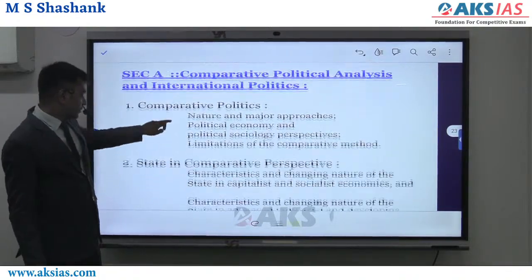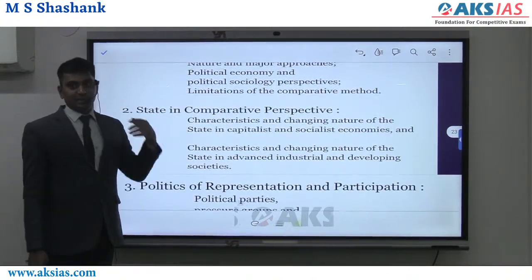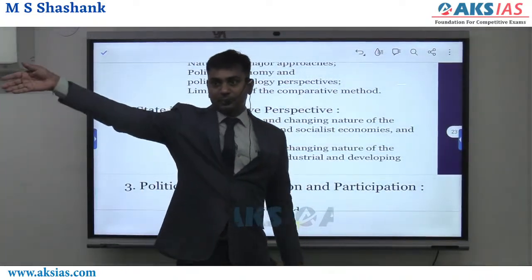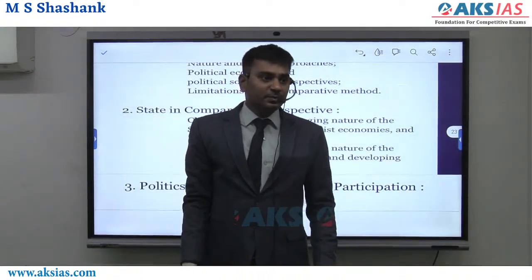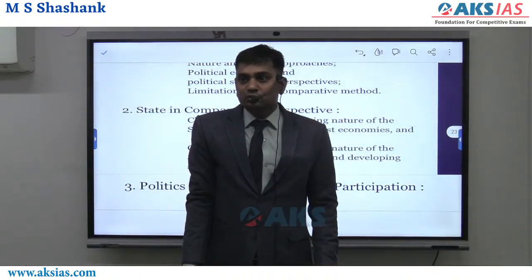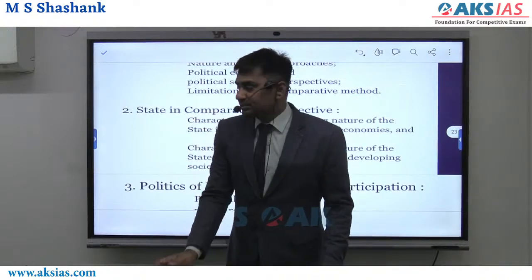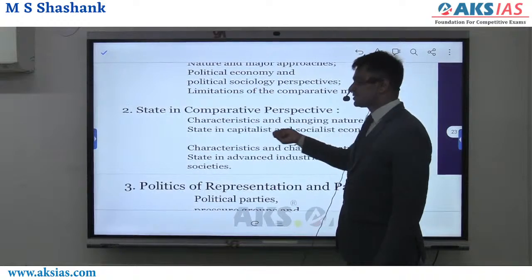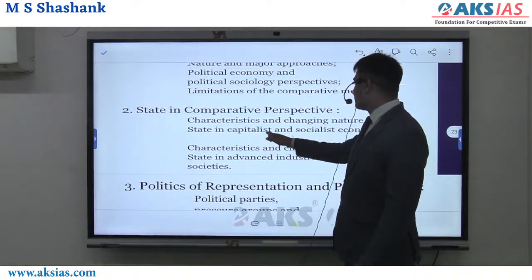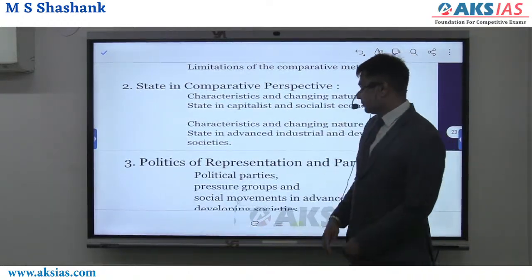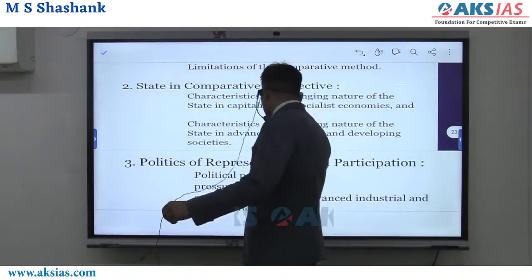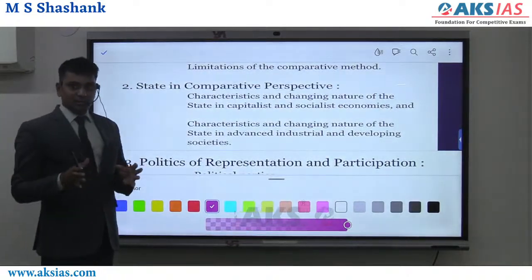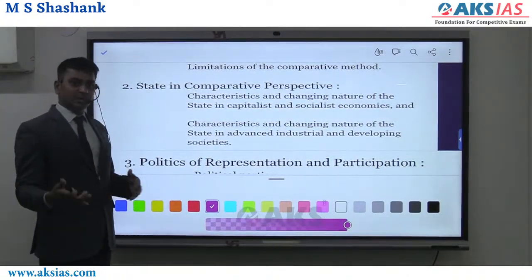They started comparing the state. What is the nature of the state? They have said theories of state in paper 1. The second chapter is theories of state: how the state is functioning, characteristics of the state, and the changing nature of the state in capitalist and socialist economies. Look at it. First try to understand what the syllabus is. Then you will frame the answers very easily.